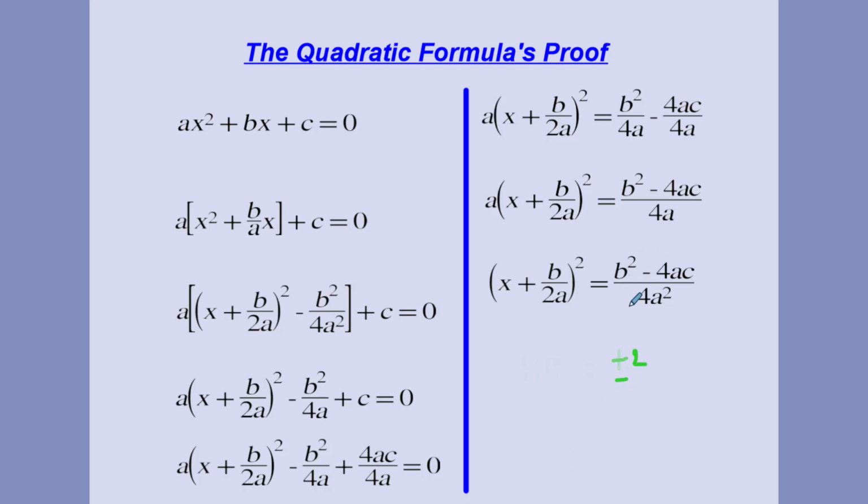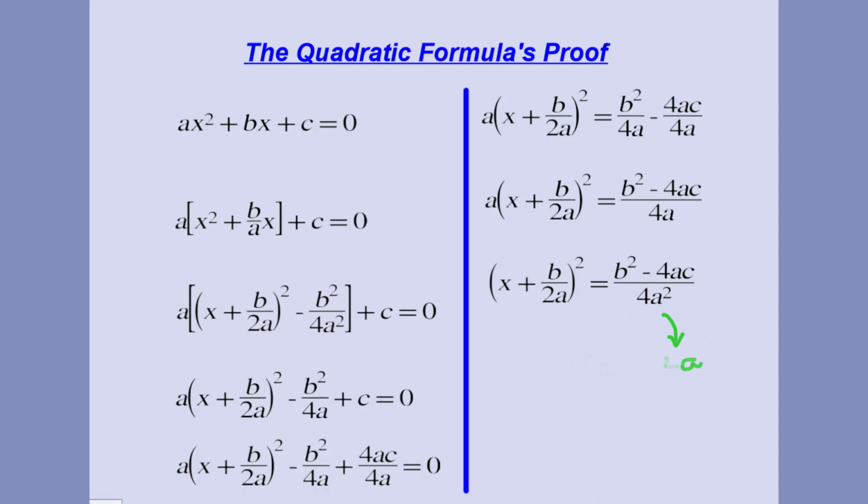So the square root of the left hand side will give us plus or minus the square root of the right hand side. We can square root separately numerator and denominator. Now pay attention here that the square root of 4a squared will give us a new denominator, which will be 2a. 4a squared turning into 2a.